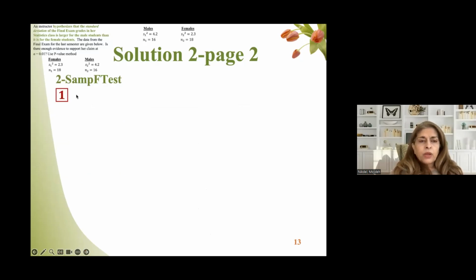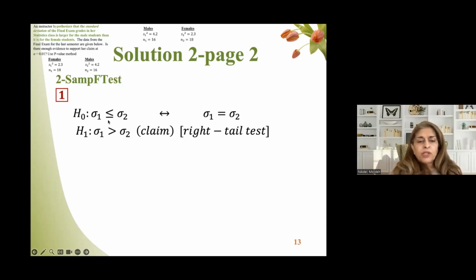So my claim goes with H1 again, because sigma 1 larger than sigma 2 goes with H1. That's my group, and I have a right tail test. Then null: sigma 1 less than or equal to sigma 2. I always want to see if null has less than or equal or greater than or equal. I want to see that. Then the other equivalent is sigma 1 equals sigma 2, but I want to see that first.